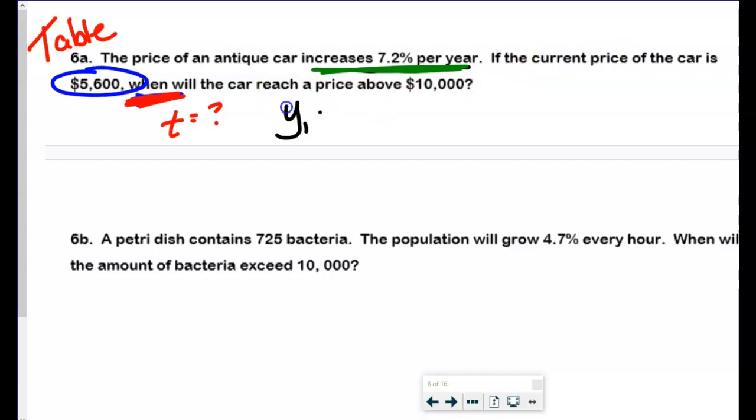So the first thing I have to do is figure out what goes into my calculator. So the original price of $5,600, and then it's increasing. Careful on the decimal point movement here, guys. This is 7.2 divided by 100, which is 0.072.